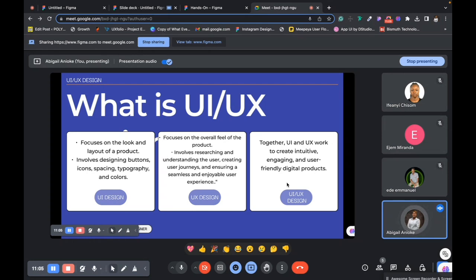I have blue, I have white, then I have another shade of blue, I have a light orange. So all of these things are what a UI person focuses on. They try to make a product look appealing to the eyes. They try to make sure that, oh, this product is good.